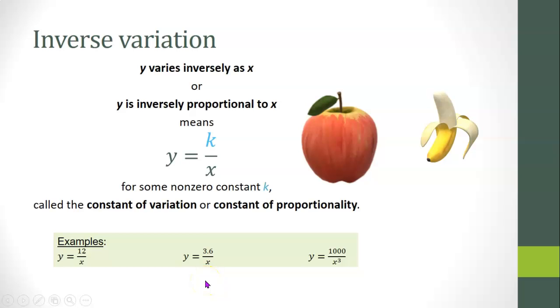And just like with direct variation, it's possible for y to be inversely proportional to not x itself, but some power of x. X to the second power, or x to the third power, or maybe the square root of x, or something like that. So you could have y equal to 1,000 over x cubed. Y would then vary inversely as the cube of x, x cubed.